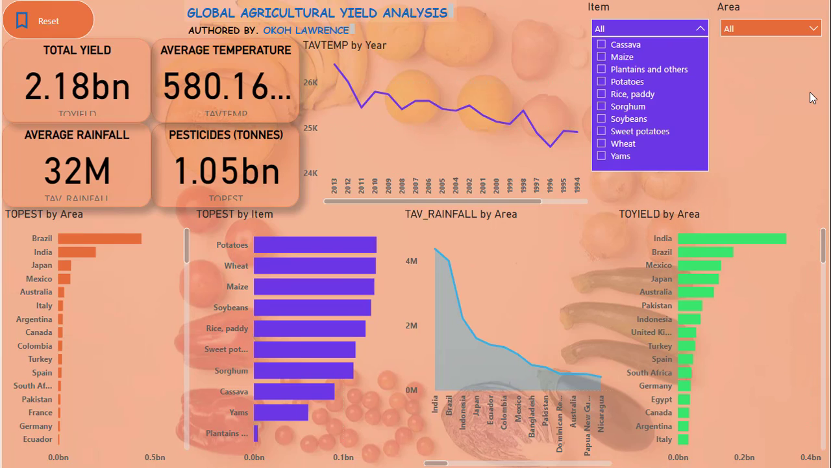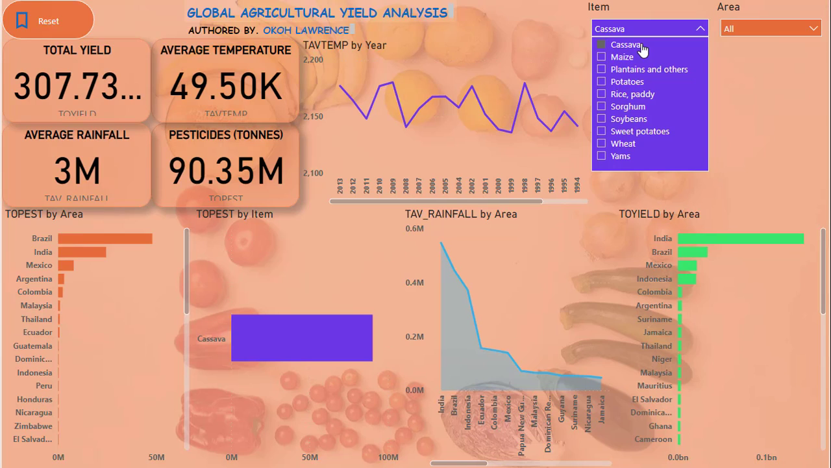The fact that India is the highest on the global scale does not mean that India produces more of yam or wheat. So as we navigate through, we begin to see what they produce more and what they are not able to produce more. So let's hop in and begin to navigate through. I'll start with cassava.